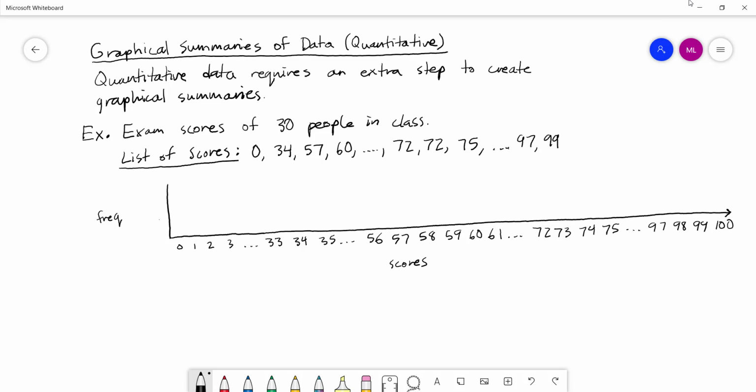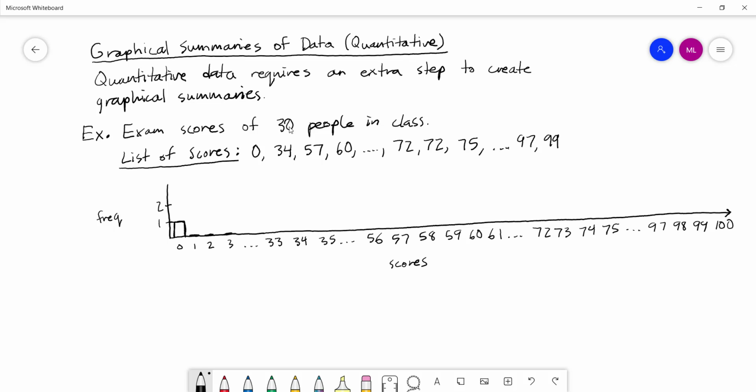Well, it turns out there was one person that got a 0. So there's my bar graph, my one person that got a 0. How many people scored a 1? Nobody. How many people scored a 2? Nobody. How many people scored a 3? Nobody. And in fact, the vast majority of the bars are going to be missing, right?